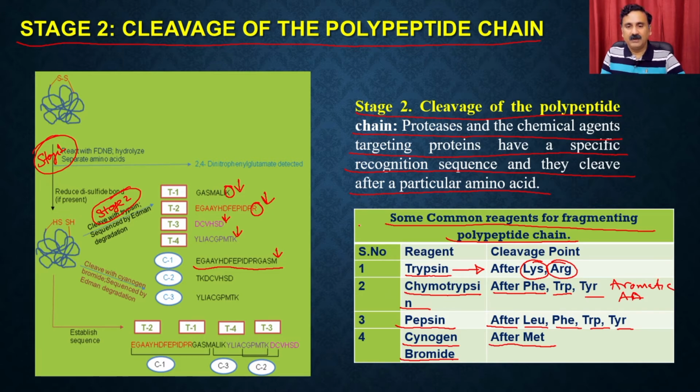Now, once you got these small fragments, then what you can do is you can take the individual fragments and then you can sequence these small fragments. Once you got the sequence of these small fragments, then you have to put them together, and that is how you are going to get the sequence of the complete proteins.